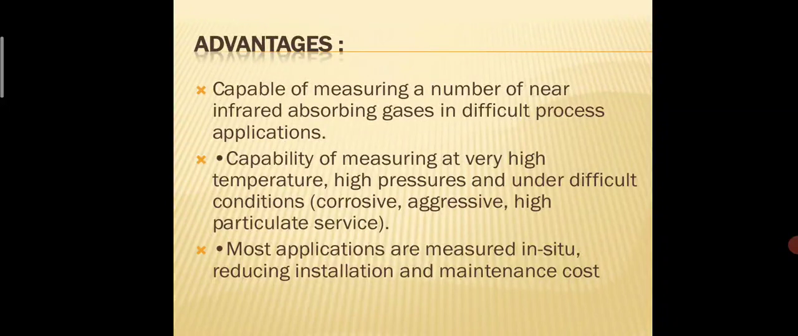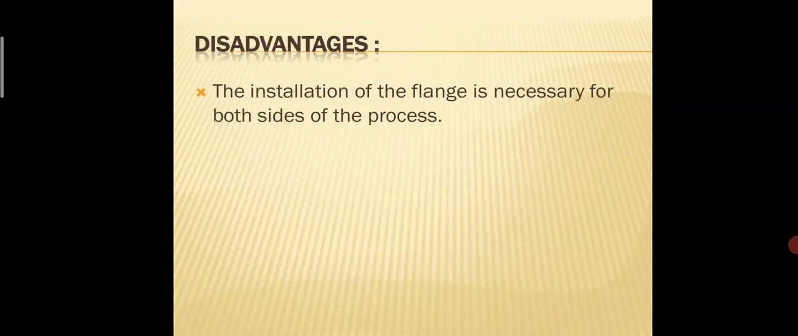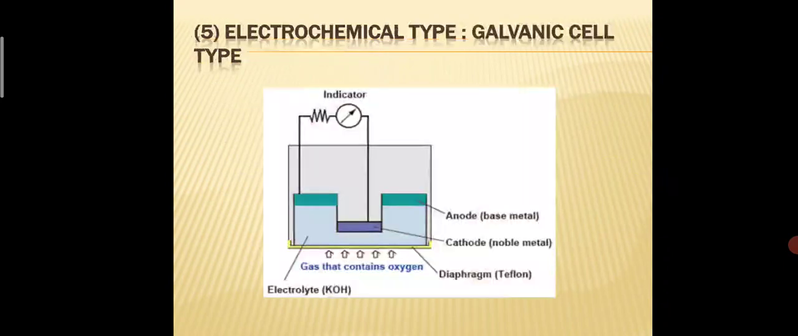Next, we go for the advantages. They are capable of measuring a number of near infrared absorbing gases in difficult process applications. They have the capability of measuring at very high temperature, high pressure and under difficult conditions, for example corrosive, aggressive, high particulate services. Most applications are measured in situ, reducing installation and maintenance costs. These are the main advantages of this method. Next we go for the disadvantages of this method. The installation of the flange is necessary for both sides of the process.